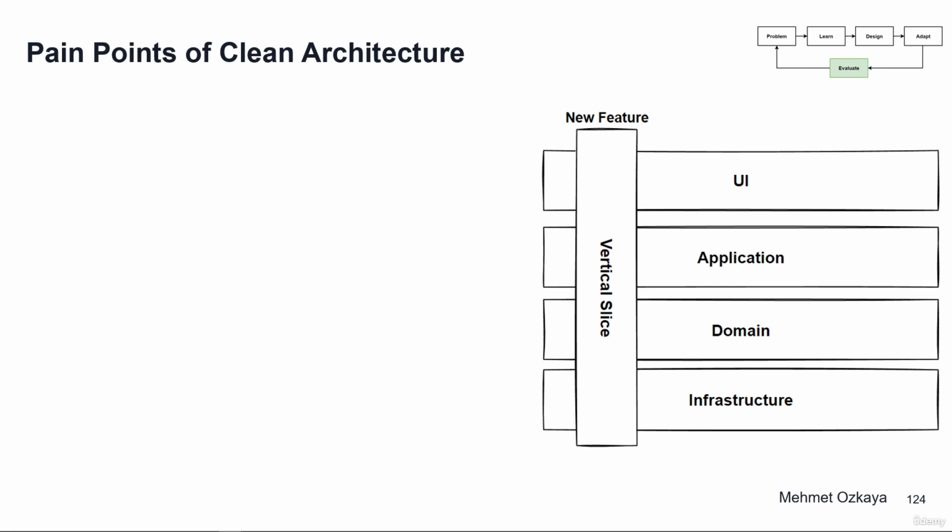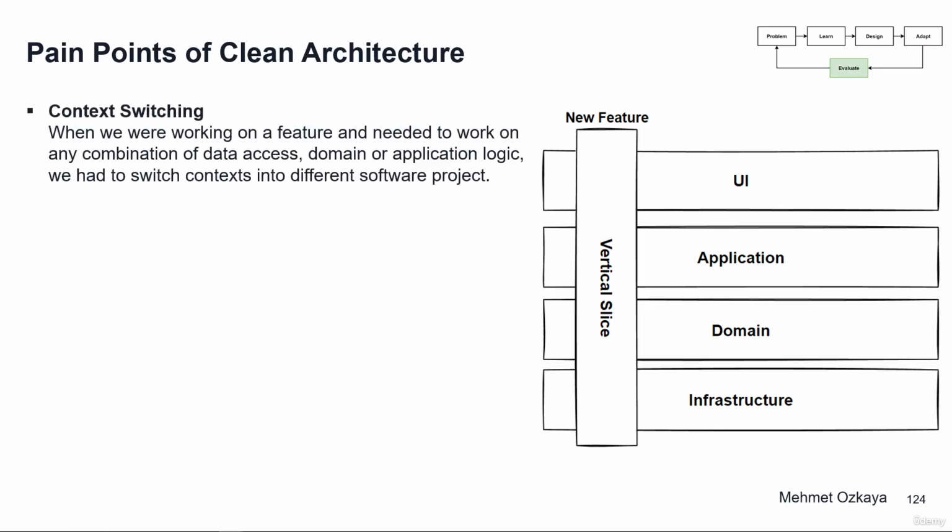You can see the image on the slide, the typical structure to create projects or libraries: the UI, application, domain, and infrastructure. When we implement clean architecture, we create these layers in a circle format, but we have at least 4 layers to implement clean architecture. One of the pain points of clean architecture is context switching. For example, when we were working on a feature and needed to work on any combination of data access, domain, or application logic, we had to switch context into different software projects.